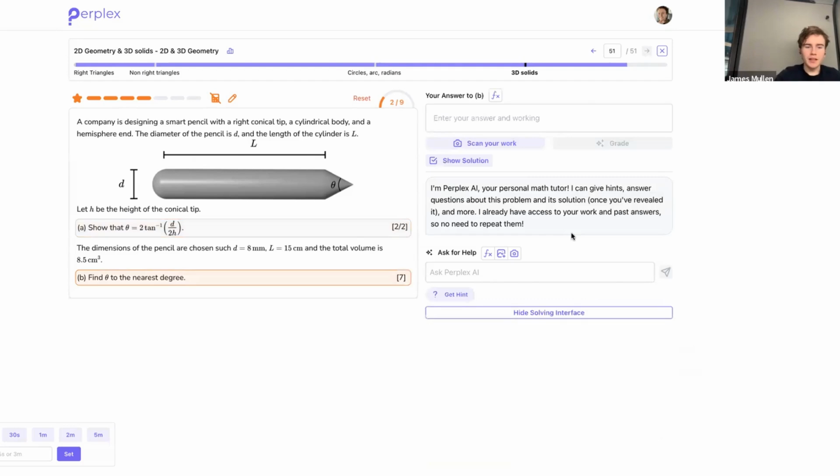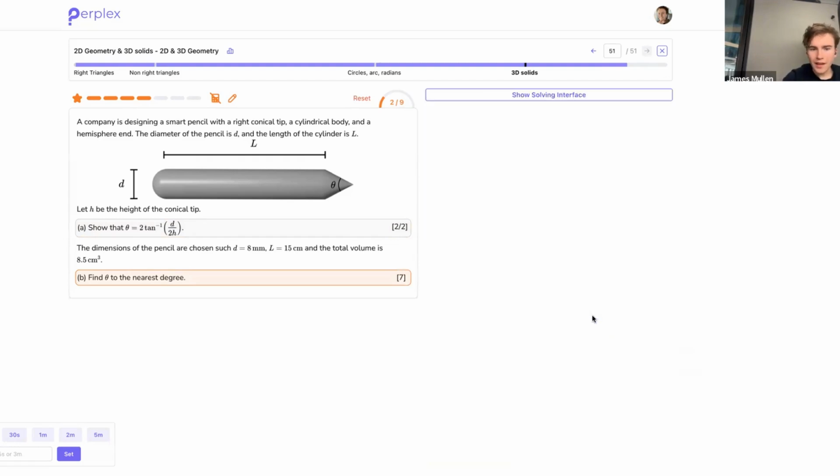Now, in part B, I'm given specific dimensions for the pencil. And what are those dimensions? So I'm told that the diameter is 8 millimeters.